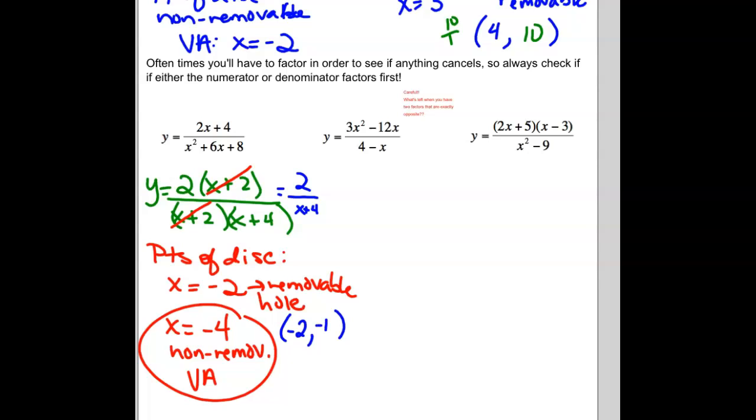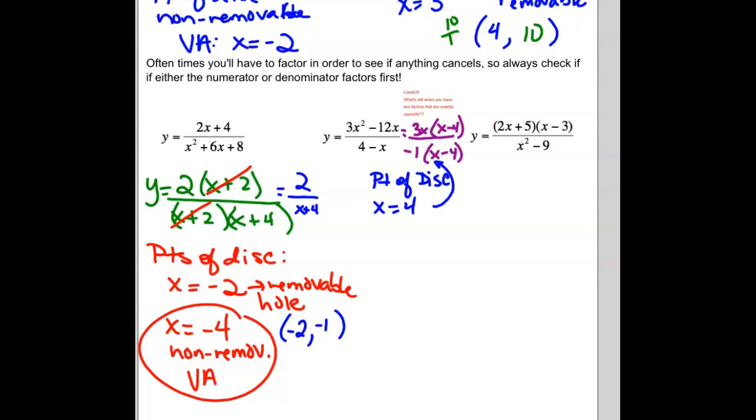All right, looking at our second example, we can factor a 3x out of the numerator. That would leave us an x minus 4 left. Now notice in the denominator we have a 4 minus x. That's just the opposite of x minus 4. So we actually can factor out a -1 from that and turn it into an x minus 4. So we have 1 point of discontinuity when x equals 4. That would make the denominator equal to 0.